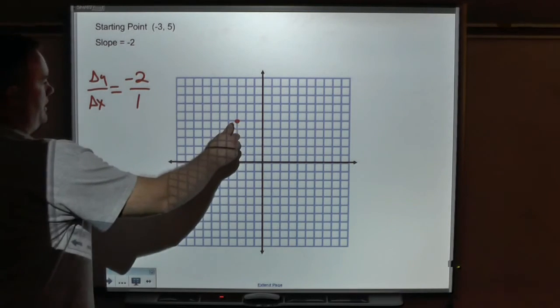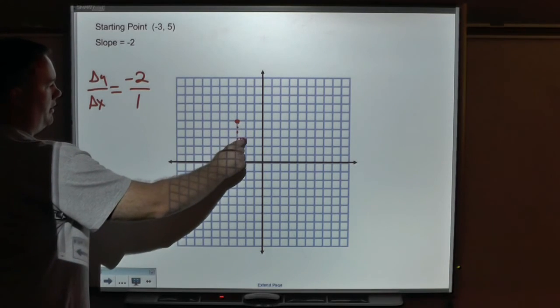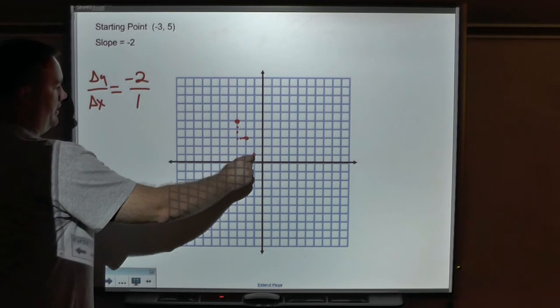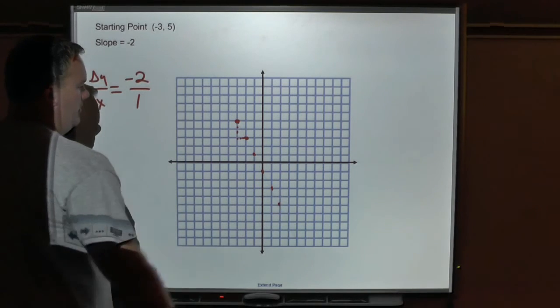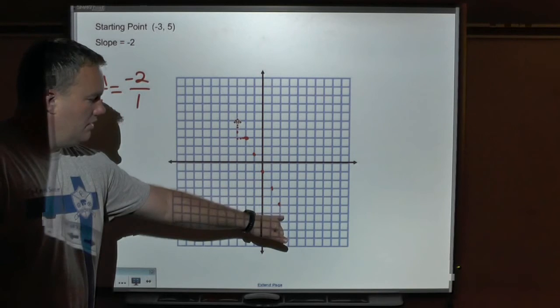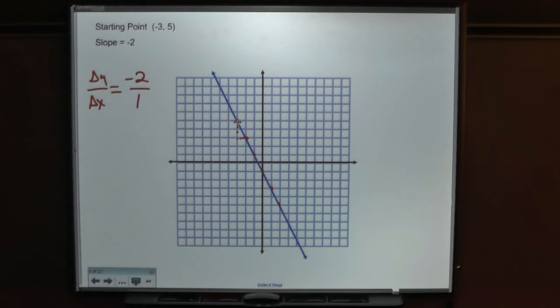So starting from this point, negative 3, 5, I'm going to go down 2 units, to the right 1, and put a dot. Down 2 units, to the right 1, put another dot. Down 2, to the right 1. If you notice, I'm going to put 3 or 4 or 5 dots, and then at that point you should notice a straight line forming. At that point, draw a line through them. This represents a slope of negative 2, starting at the point negative 3, 5.